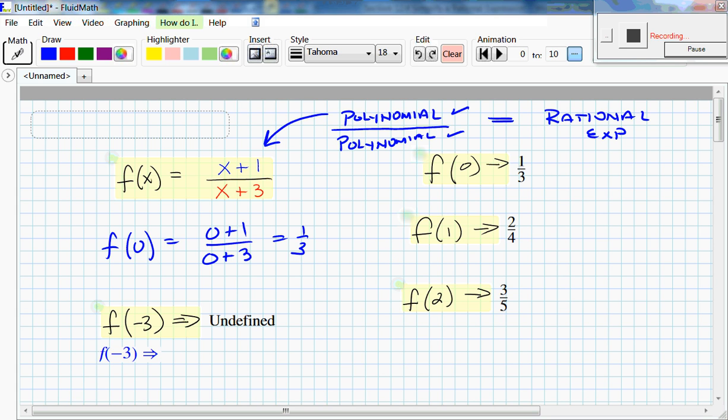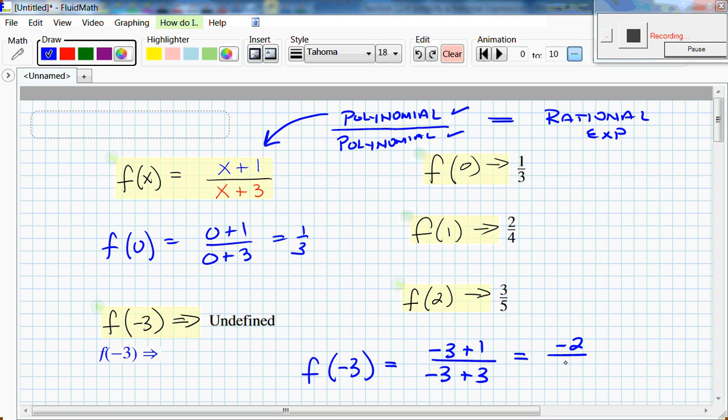Okay, this is where we're at. No one in the room can explain why the computer is so upset with me right now because it's undefined. Because it can't be over 0. What happens if I plug in f of -3? The math looks like this: -3 plus 1 over -3 plus 3. That gives me, what's -3 plus 1? -2 divided by 0. And that is undefined.